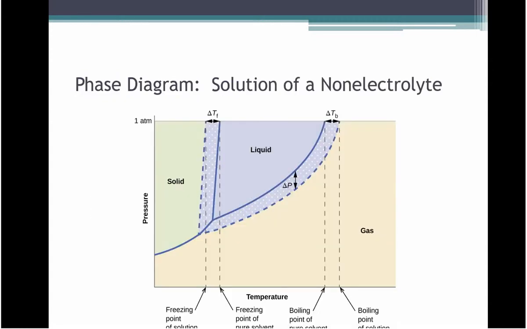Right. Now, the big thing about colligative properties, guys, is that they really just increase the amount of time that a substance is in the liquid phase. It lowers freezing point, raises boiling point, and lowers vapor pressure. It really keeps it present as the liquid phase longest.